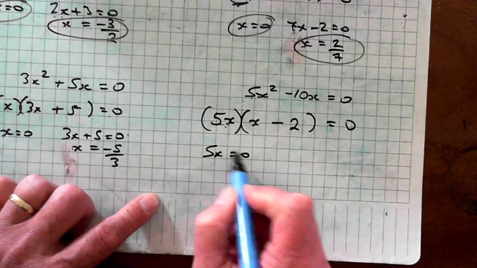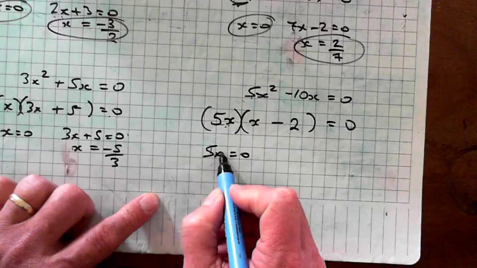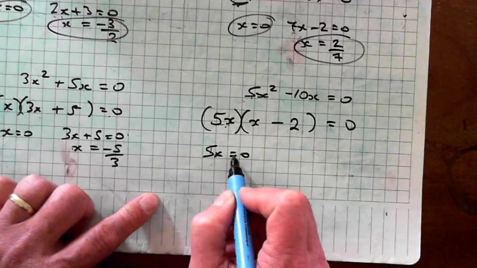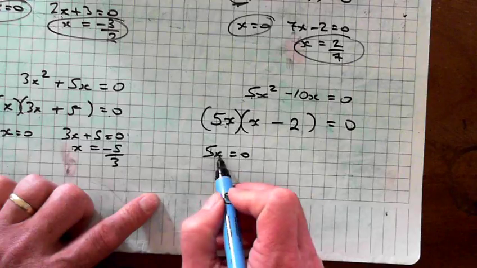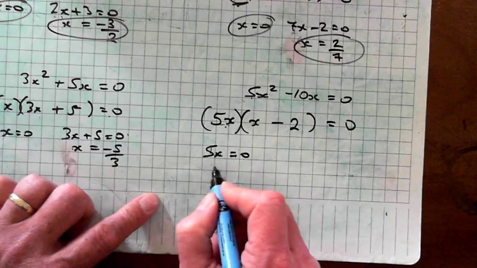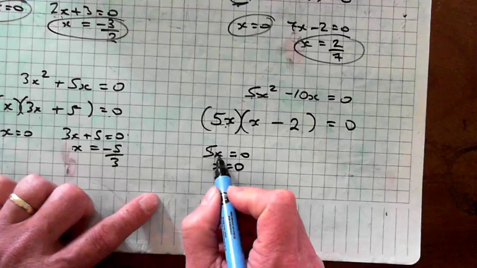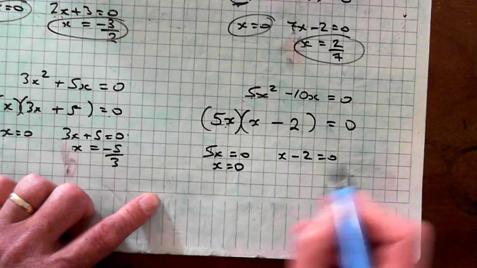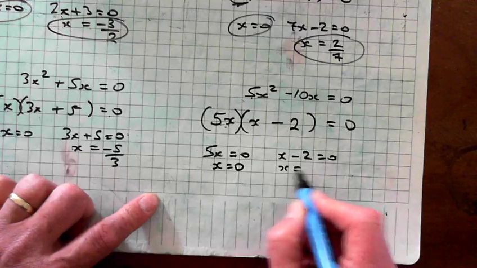5 times what number is equal to 0? Well, 5 times 2 is equal to 10, that's wrong. 5 times 1 is equal to 5, that's wrong. 5 times 0 is equal to 0. So x is 0. And now we've got x minus 2 is equal to 0. Bring the plus 2 across, x is equal to 2.